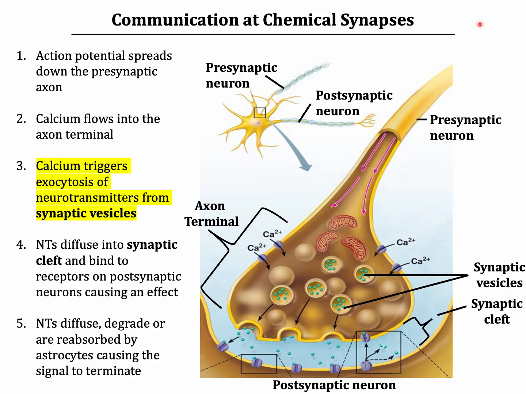So communication at a chemical synapse: we're going to have an action potential spread down the presynaptic neuron. That's going to open these voltage-gated calcium channels in the axon terminal. Calcium flows in. Calcium triggers exocytosis of neurotransmitters from the synaptic vesicles. Neurotransmitter diffuses into the cleft, binds to the receptor, and then causes the effect in that postsynaptic neuron, either excitatory or inhibitory.